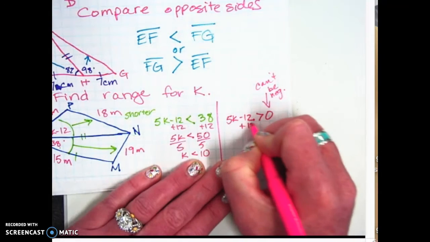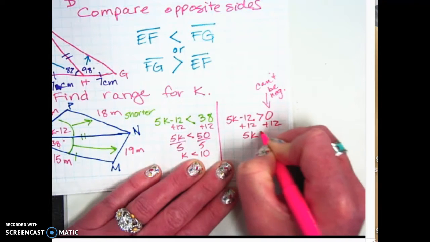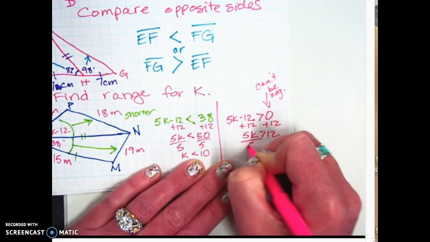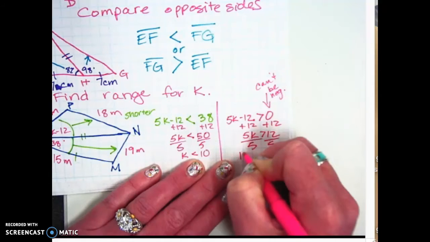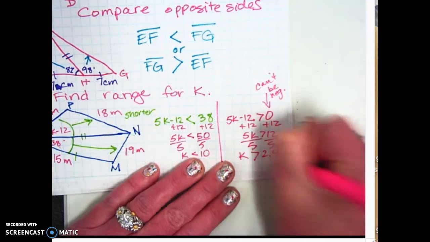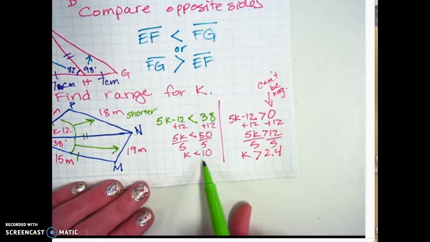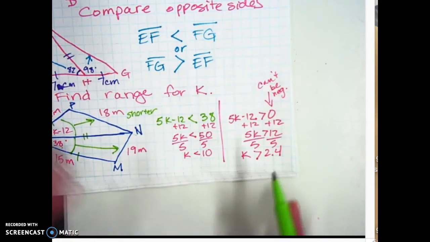So you're going to add 12 to both sides. You get 5K greater than 12. Divide both sides by 5. I got K is greater than, and I did it on the calculator, so I got 2.4. Okay, so this is where we take these two numbers and we write the compound inequality.